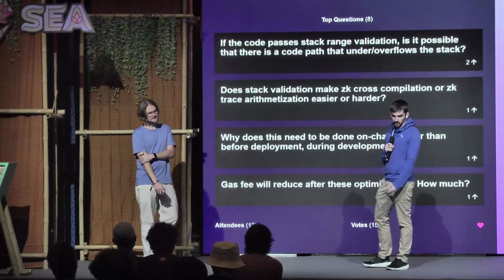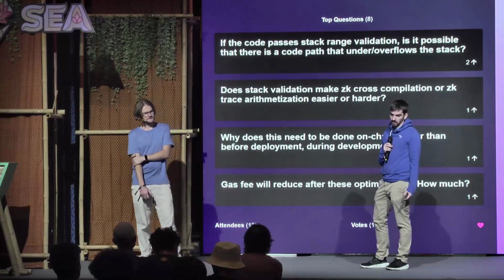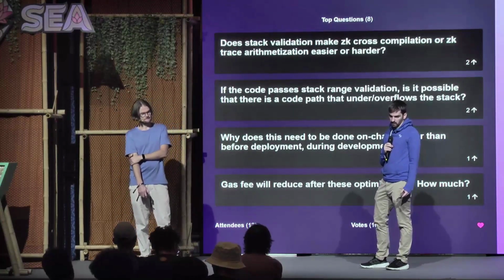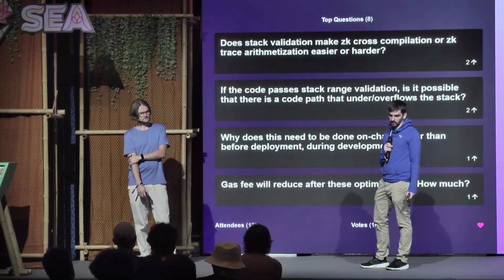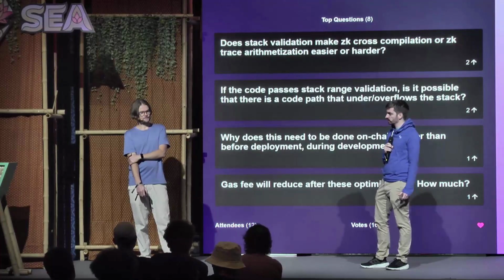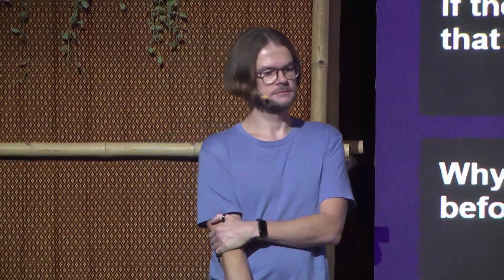The next one is: if the code passes stack range validation, is it possible that there is a code path that underflows the stack? There is a possibility of overflows, but not underflows. Underflows are completely eliminated thanks to static validation at deployment time, and overflows still can happen, but we do not need to check them at every instruction, as I said.